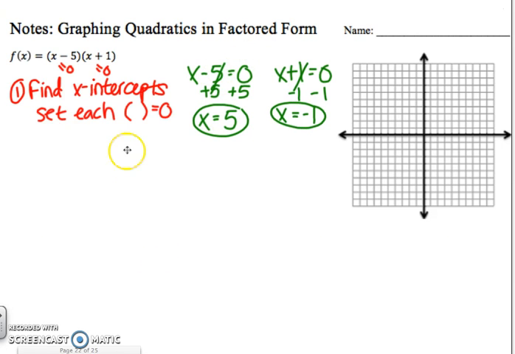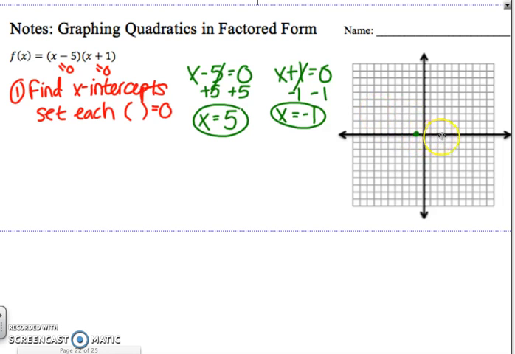So notice a shortcut is to just change the signs from in the parentheses. So again, it was negative 5, so I made it a positive 5. And then it was a positive 1, so it was a negative 1. So now you're going to graph those, and this is the x-axis, so you're going to graph them on the x-axis. So here would be negative 1, and then 5 would be 1, 2, 3, 4, 5. So you're going to find the x-intercepts, and you're going to graph them.